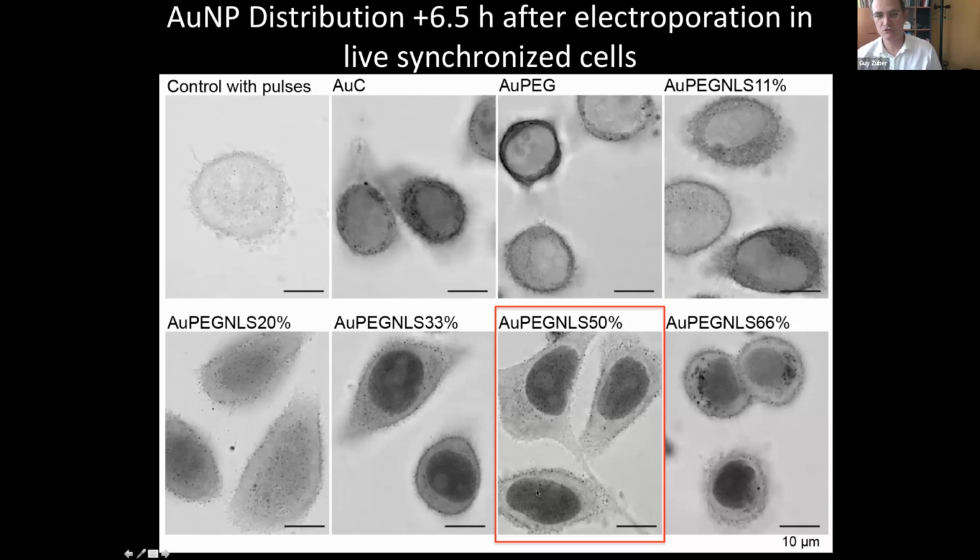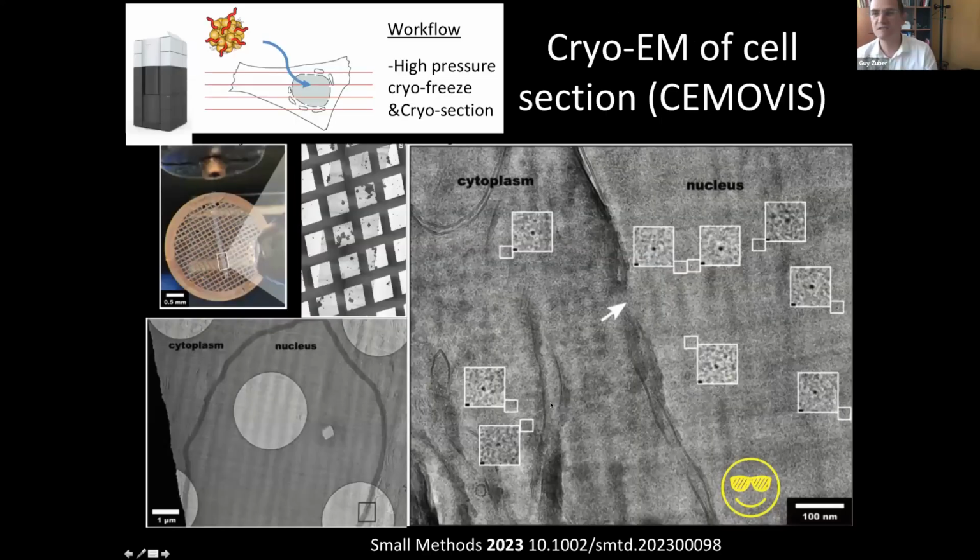We took those gold particles with NLS, and we did movies to see whether we can see them inside the cells and inside the nucleus. So we used high pressure, and that's the work of Patrick Schulz's team. We electroporated these inside the cells, and then we did some high pressure cryo freezing sections. So this is the ribbon.